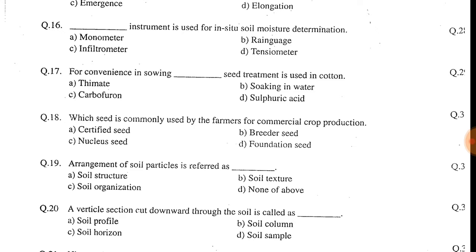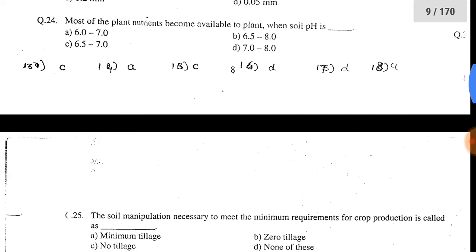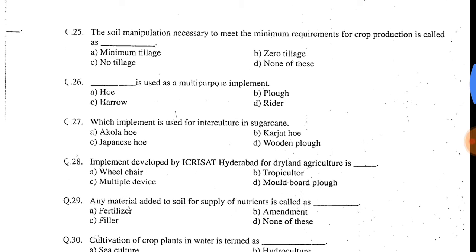Arrangement of soil particles is referred to as soil structure. A vertical section cut downward through the soil is called soil profile. Nitrogen is taken by the plant in the form of nitrate. Tillage operation carried out before sowing to develop the soil condition is called preparatory tillage. The size of clay particle is 0.02 mm. Most of the plant nutrients become available to plants when soil pH is 6.5 to 7. The soil manipulation necessary to meet the minimum requirement for crop production is called minimum tillage.